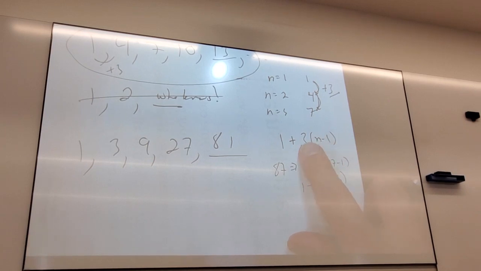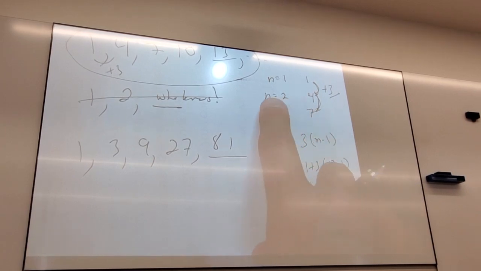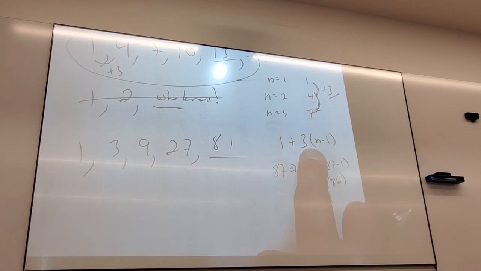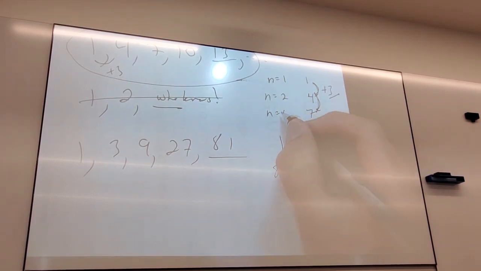So with this equation, what do you get when you plug a 2 into it? 2 minus 1 is 1, times 3 is 3, plus 1 is 4. What do you get when you plug a 3 in? 7. Yeah, 3 minus 1 is 2, times 3 is 6, plus 1 is 7.